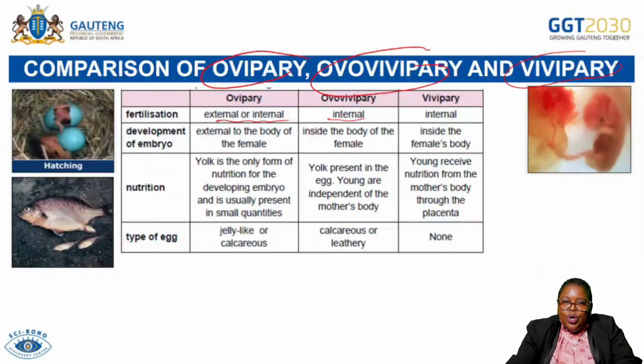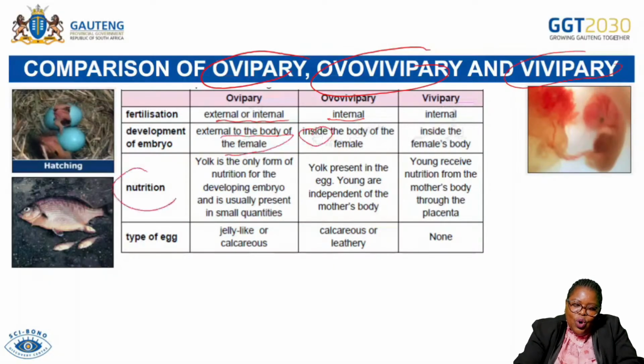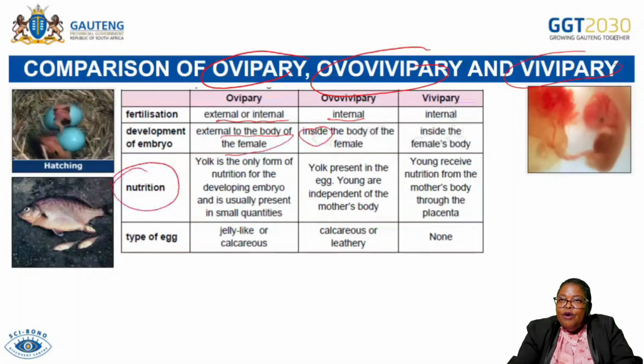Also, you need to know how the embryo develops. You need to know the development of the embryo. In oviparity, it is external to the body of the female. Ovoviviparity is inside the body of the female, and viviparity is also inside the female's body. All right, and also you need to know the type of nutrition for the three.